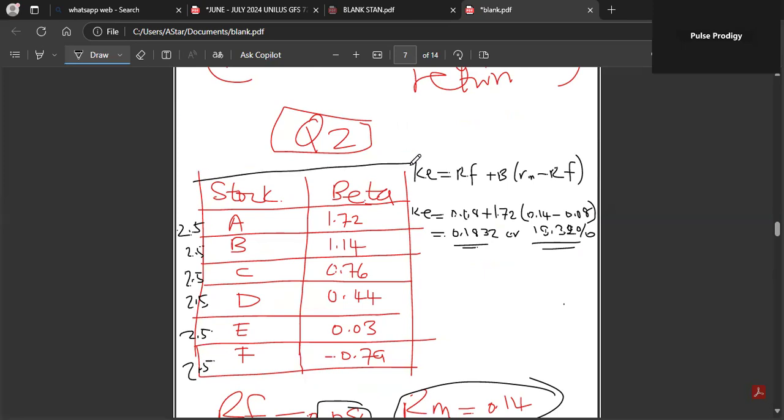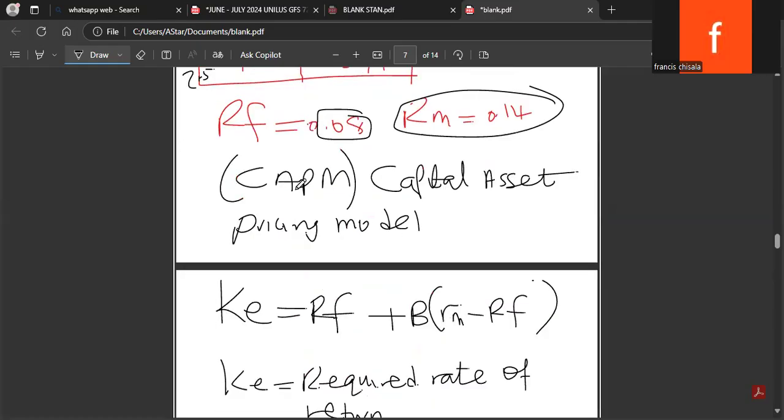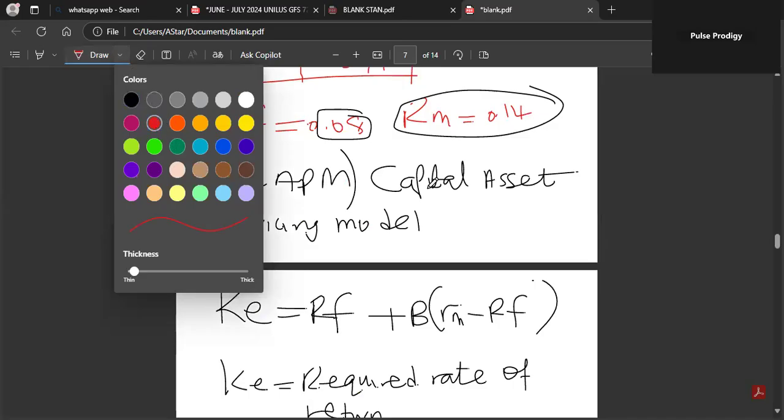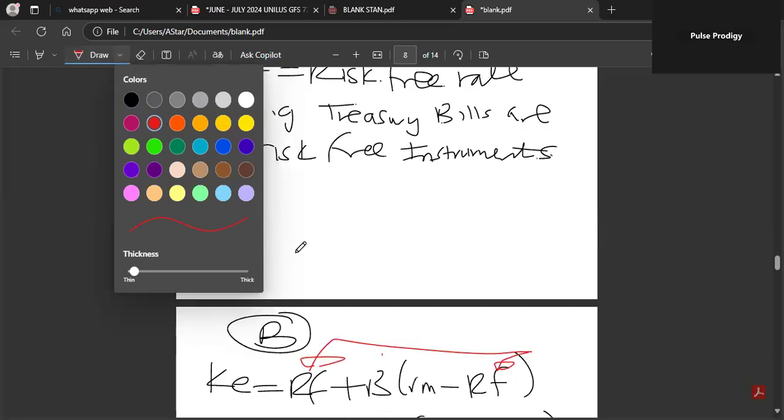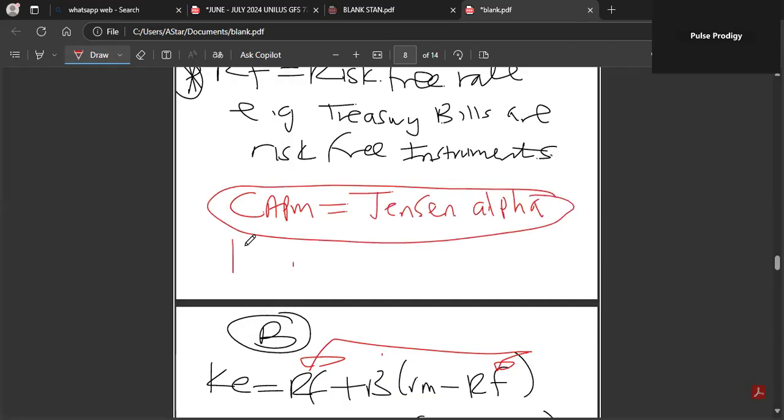Now, this same CAPM is also called Jensen's alpha. The other term they can use is to calculate Jensen's alpha. CAPM is also called Jensen alpha. So if you calculate the Jensen alpha, use the formula KE is equal to RF plus beta, return of the market minus risk-free. Are we together?